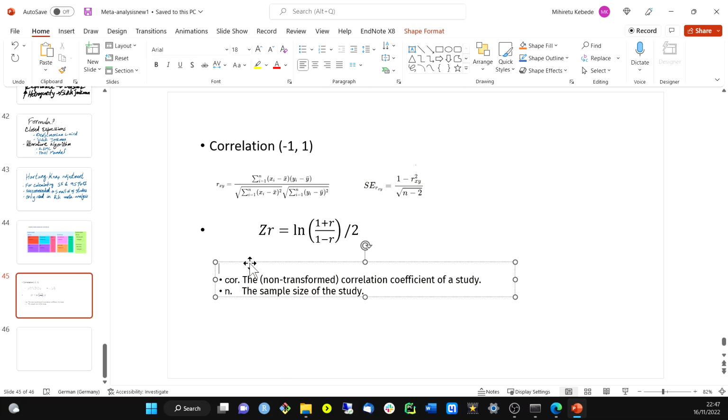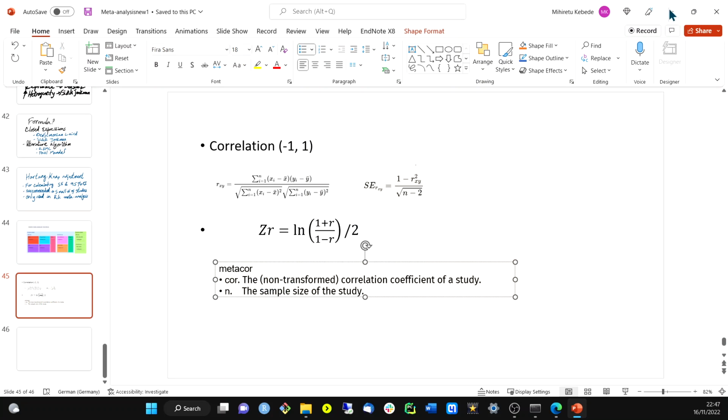So with the package, you need the metacor function, and it requires just 2 arguments: the correlation value, that means the reported R value from the papers, and the N, the sample size. That's all you need. You don't need anything else. The function does the transformation, and the pooling is also done automatically, so you don't have to worry about that. So for today we will use the metacor function.